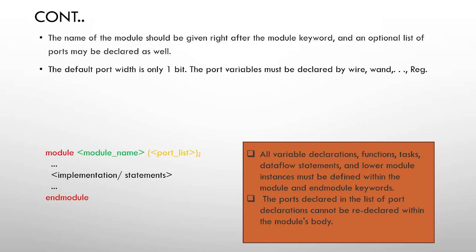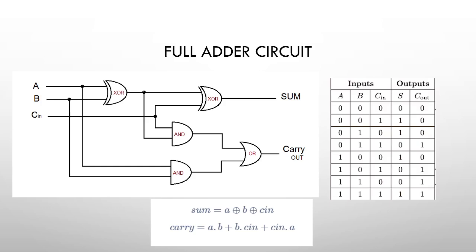It should be given the keyword module with the module name and then the ports list ending with a semicolon. Whatever logic you want to write, you will write within it, and after completing your logic, you will write endmodule. That's it. To help you understand this topic further, I am giving you a small example here: the full adder circuit.